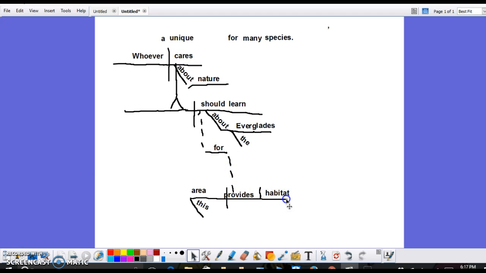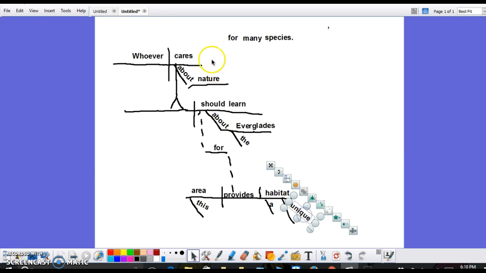That's right. So habitat, and then these are our adjectives. Do you remember where adjectives go? Under. That's right. So all of this goes with habitat, right? I'm not going to tilt that one because it's so little. I'll tilt this one though. And then for many species also tells us a little bit about habitat. And we have a prepositional phrase. I'm going to make this line just a tad bit longer so I can fit it all.